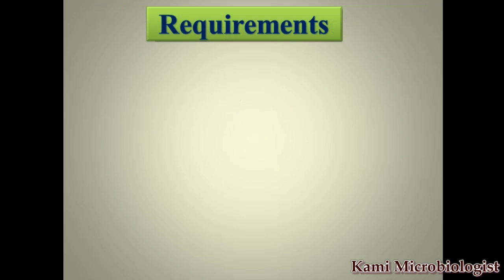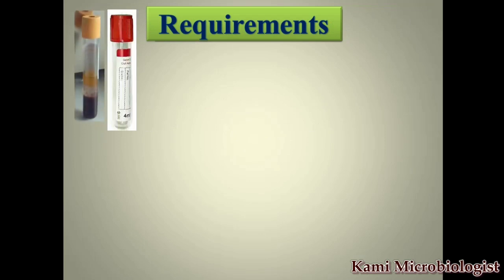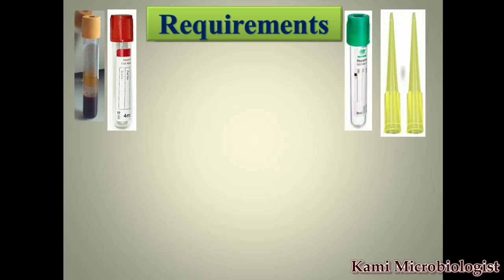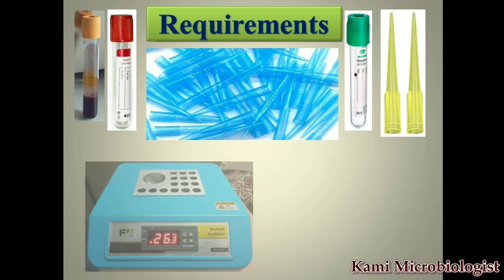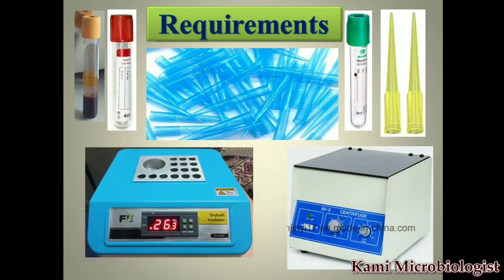Now let's see the requirements. Whenever you are performing this test, you need blood in a gel tube, red top, or a heparin tube, which we also call green top. You need a yellow tip, blue tip, dry incubator, and centrifuge. From the heparin tube you will get plasma, and from the gel and red top tubes you will get serum. So the test can be performed on plasma as well as on serum.